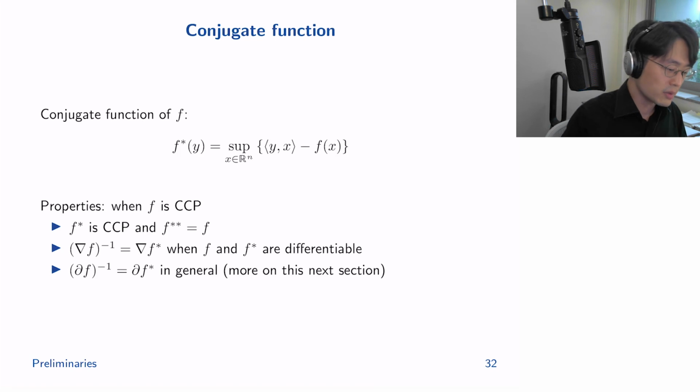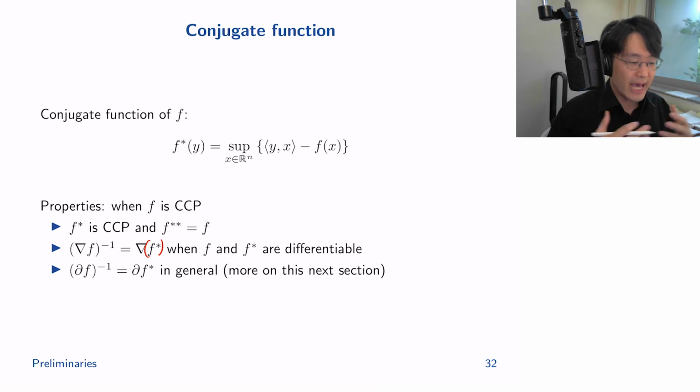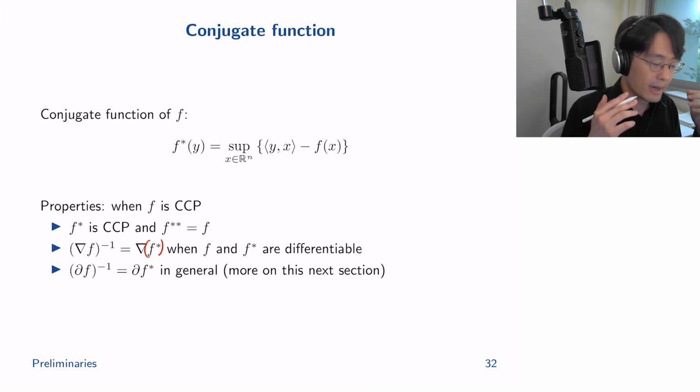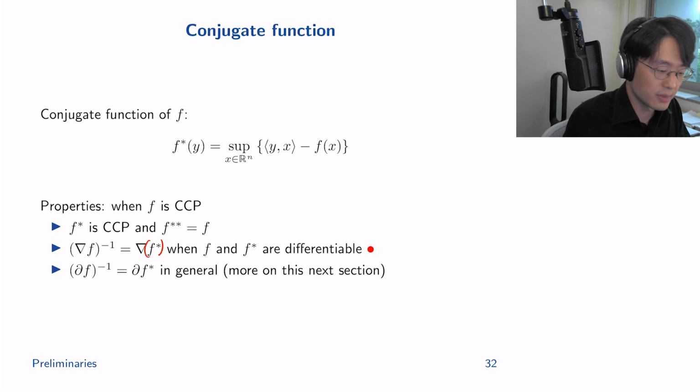Also, the more important thing is that ∇f is a mapping from R^n to R^n, and therefore you can define the inverse as a function. And when f and f* are both differentiable, then ∇f and ∇f* are inverses as functions. This is the most important notion that explains why conjugate functions are so prominent in convex analysis and also in convex optimization algorithms. The gradient operators become inverses of each other.